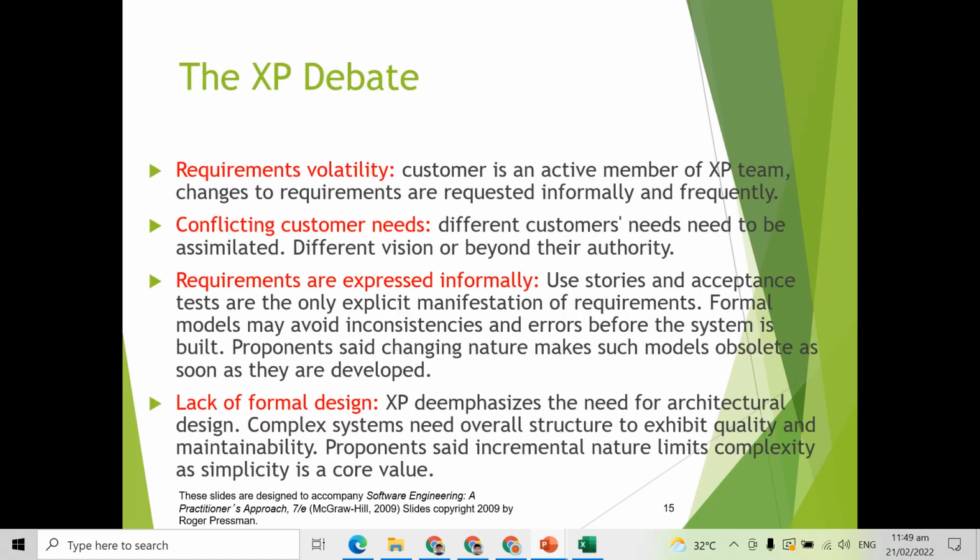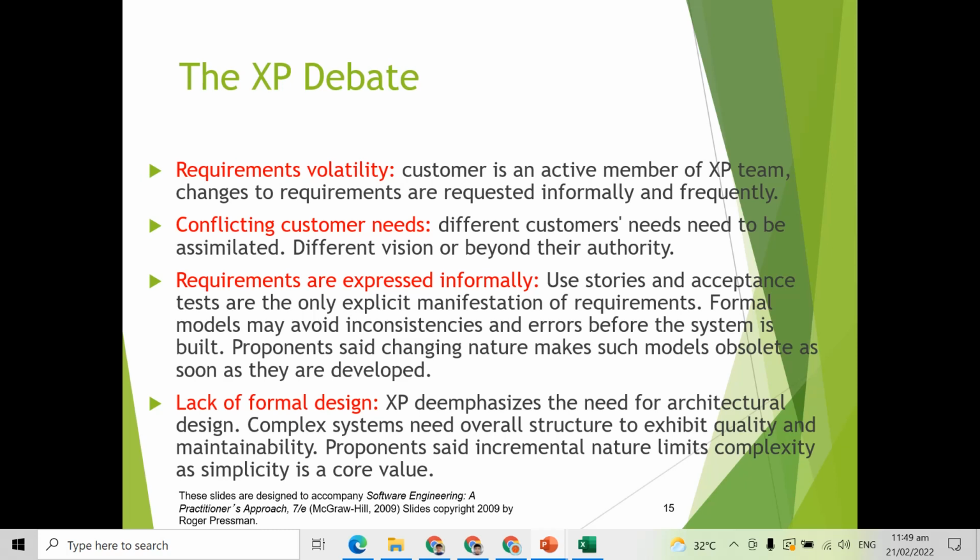Next, we have the XP debate. Requirements volatility: the customer is an active member of the XP team, and changes to requirements are requested informally and frequently. Then for conflicting customer needs, different customer needs have to be assimilated, with different visions or beyond their authority. We also have that requirements are expressed informally, so user stories and acceptance tests are the only explicit manifestation of requirements.